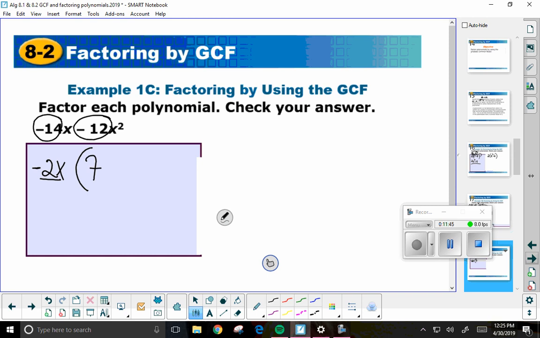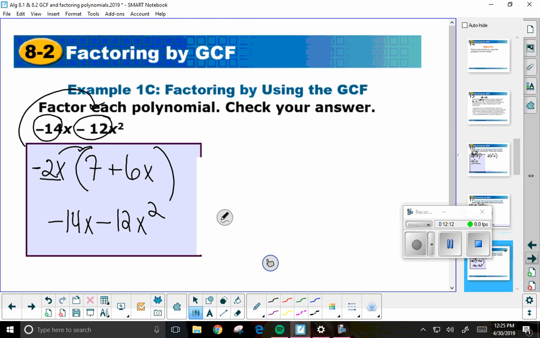And then right here, what would I multiply negative 2x by to get negative 12x squared? And that would be a positive 6x. So if I multiply this back out, negative 2x times 7 is negative 14x, negative 2x times 6x is a negative 12x squared. And I got the same thing I started with, so my work is correct.